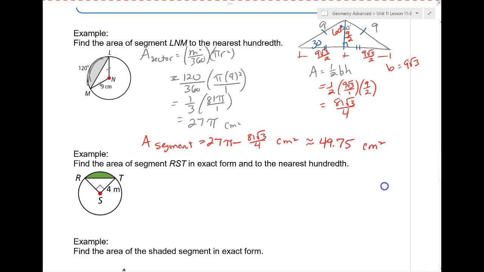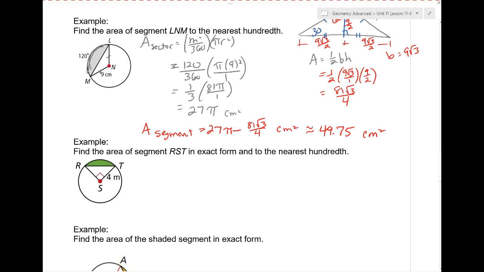But anyway, makes sense? Let's do another one. All right, so find the area of the segment RST in exact form and to the nearest hundredth. Now, this one should make you happy when you see this one. Guys, what's the degree measure of my arc?